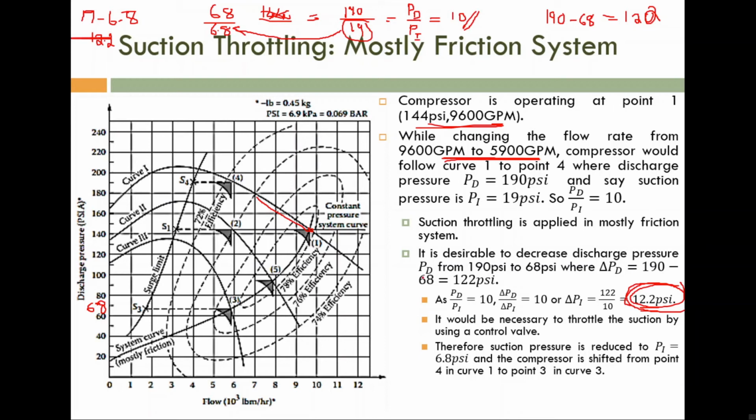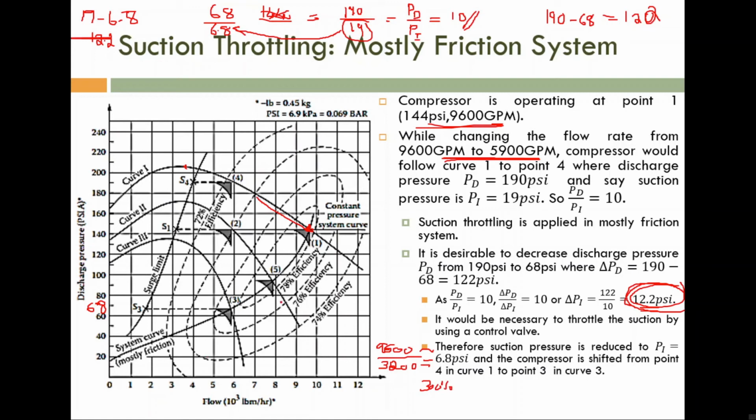Now what about stability? If it is operating point 1, then 9600 divided by, as we already discussed, the corresponding surge point is 3600 or 3200, something around that. So this is around 300%. We discussed this in the last slide.